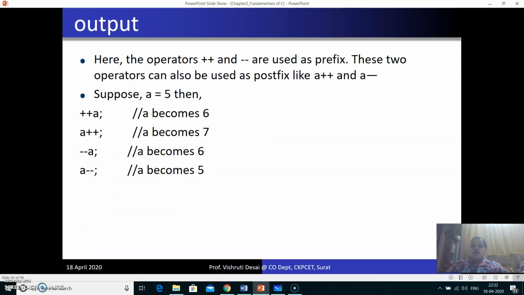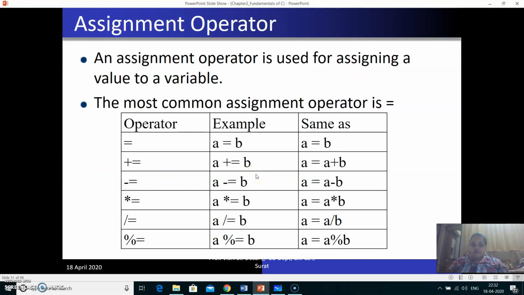Now here the operators plus plus and minus minus are used as a prefix. These two operators can also be used as a postfix. So if you write this operator before the variable name, it is known as a prefix. If you write the operator after the variable name, it is known as a postfix. So suppose I am taking the value of a is 5. Then ++a becomes 6. a++ becomes 7. --a, 6. a-- is 5.